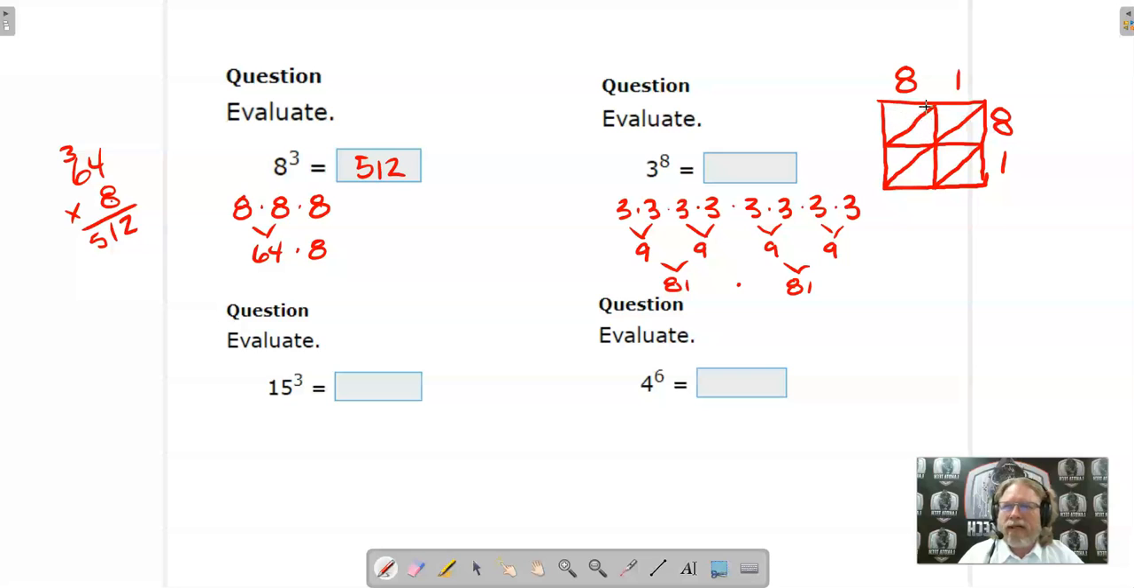So 8 times 8 is 64. 6 in the tens place, 4 in the ones. 8 times, let's go 1 times 8 in this box right here. 1 times 8 is 8, so 0 tens and 8 ones. Here we have 8 times 1, no tens, and an 8, that equals 8. And 1 times 1 is 1.